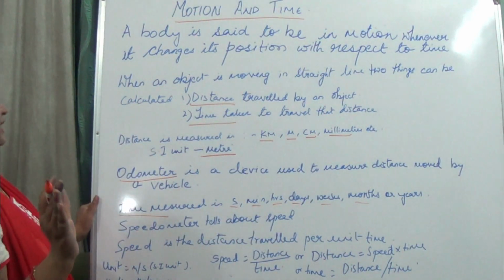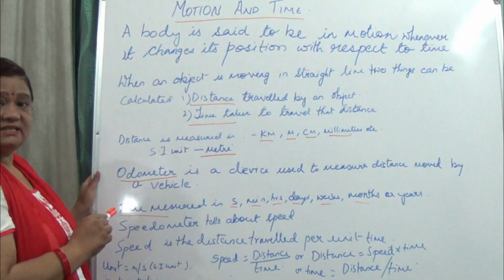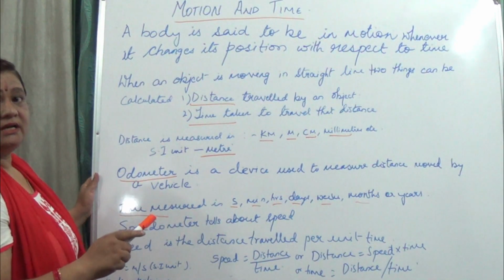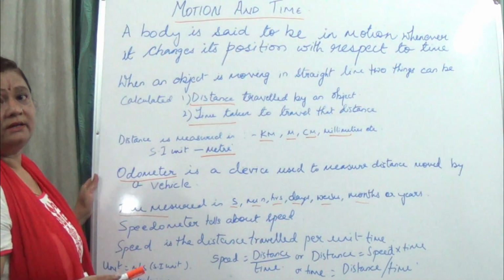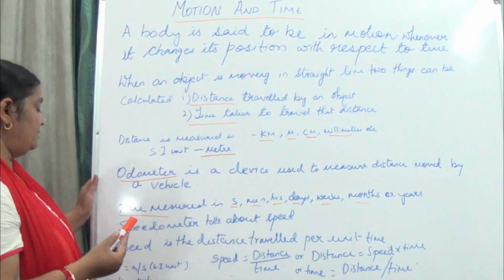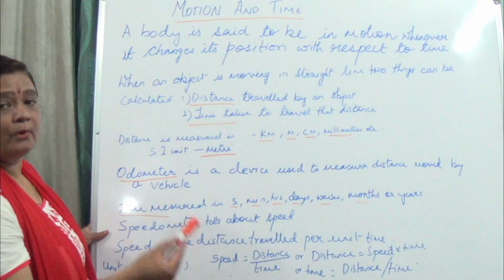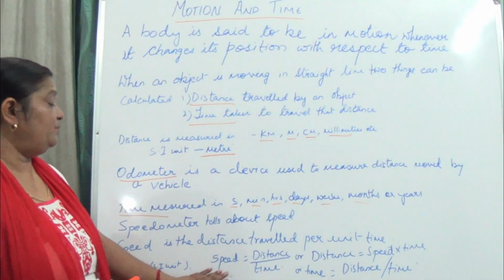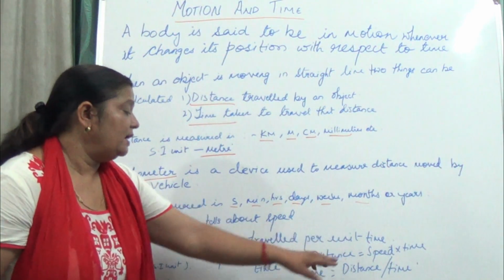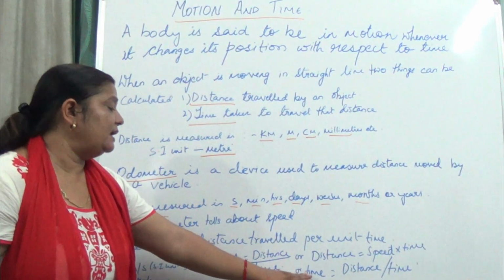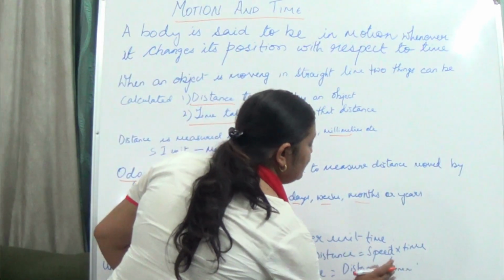Now, what is speed? Speed is the distance covered by the object per unit time. So how can we calculate speed? Speed is calculated by the distance which the body is covering divided by the time. So if speed is equal to distance upon time, distance becomes speed into time, isn't it? And if we are calculating time, it will be distance upon speed.